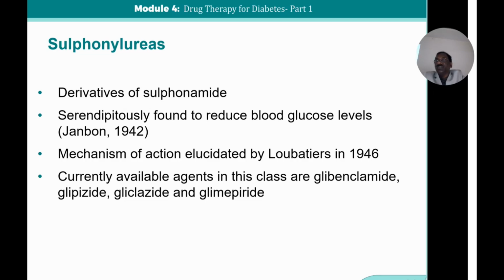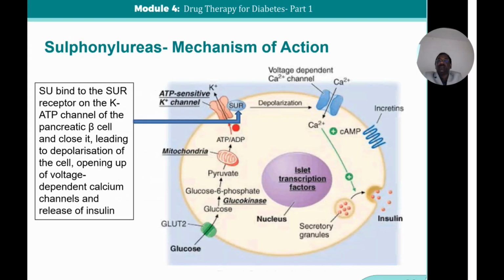Mostly widely used. A drug is the glibenclamide. Okay. It is not having chronic hypoglycemia. It can be safely used in most of our population. Is the glibenclamide. Okay. So this is the mechanism of the action of the sulfonylureas.